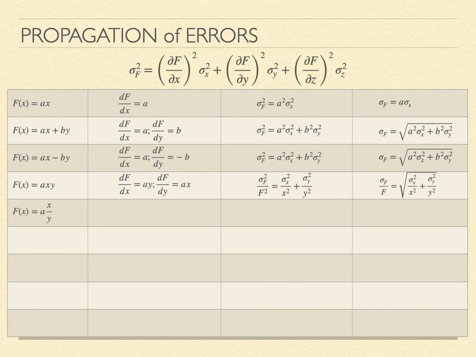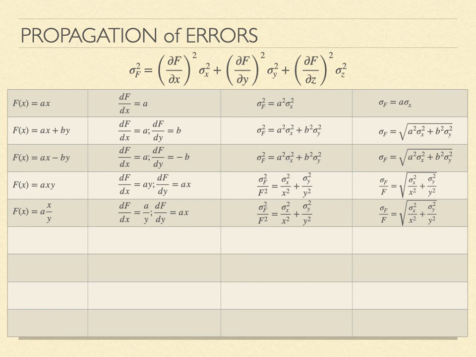Here we now have the division of one variable by another. The partial derivatives are a over y and a times x. We do the same thing as with multiplication. I am leaving it to you to work through, but you should find the division expression is the same as multiplication, the sum of the square of the relative standard deviations. We take the square root for the relative standard deviation of the function.